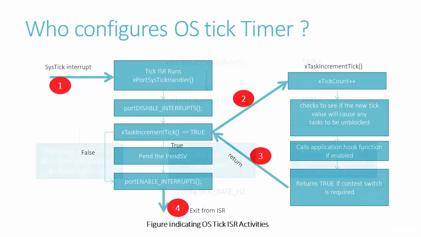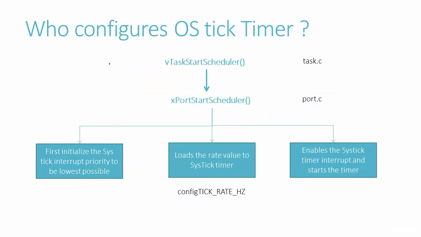So let's explore that. This diagram helps you understand where the OS Tick Timer gets initialized or configured. This is a communication between two source files: task.c and port.c. I have already shown you how to locate port.c, because this is architecture specific code. You must find it in your respective architecture folder. And task.c is related to the FreeRTOS kernel, so this is a generic file, one of the source files of the FreeRTOS kernel.